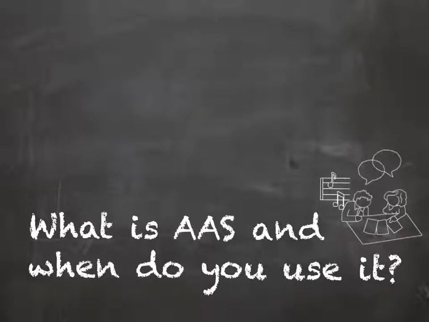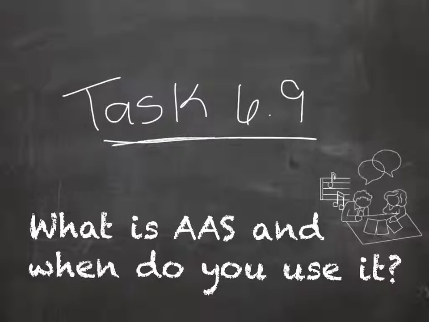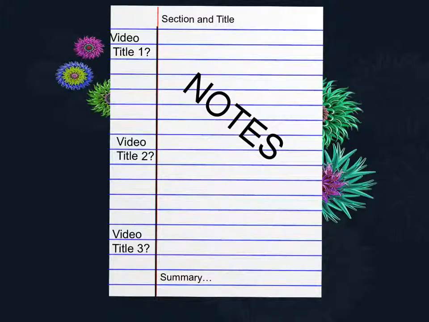What is angle, angle, side, and when do you use it? By now you should know what AAS represents. I'm not going to write it down, but I will remind you that this is for task 6.9, and this should go at the top of your paper, or it should already be there because this is the 4th video for the installment. This is a reminder of what your notes should look like, and we've already gone through video 1, video 2, and video 3, so this is actually video title number 4.